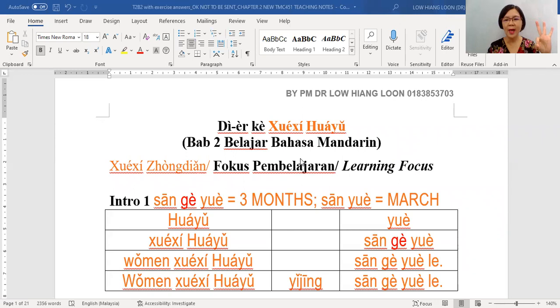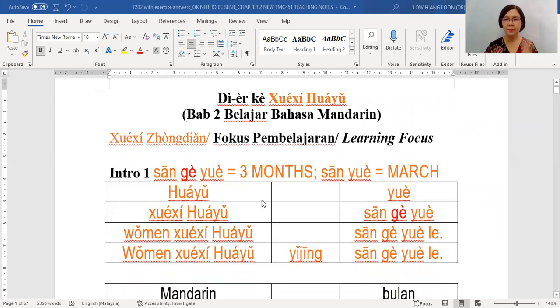In Mandarin, we say 三个月. Look, it is in front of you. 月, everybody follow the teacher. 月, 月, 月. 月 means month, bulan. When you want to say 三个月, say 三个月, 三个月. 三个月 means 3 months.